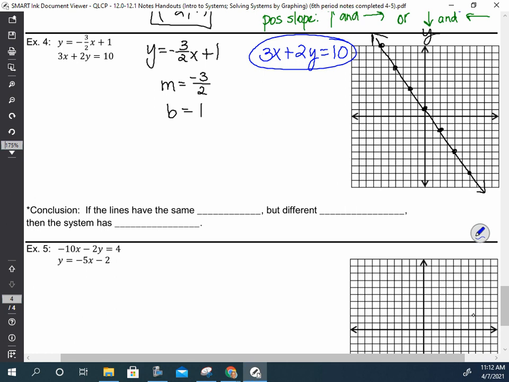All right, so 3x has to move. So 2y equals negative 3x plus 10. All right, so I got the 3x moved over. Divide by 2. So y equals negative 3 over 2x plus 5. So now the equations are rewritten.